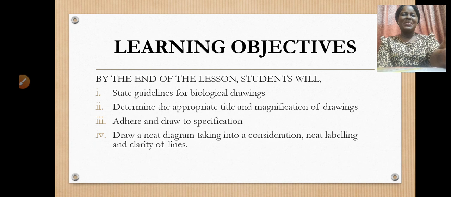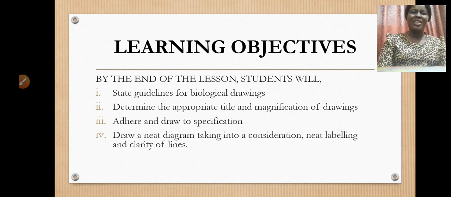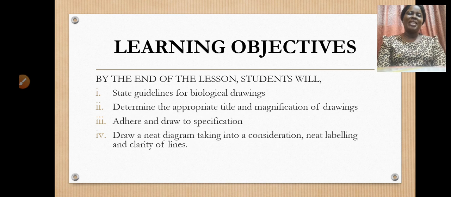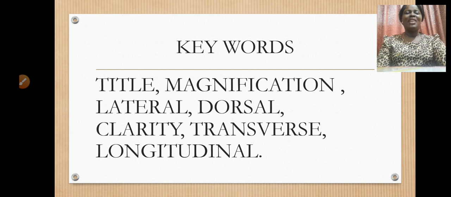Learning objectives. By the end of the lesson, students will state guidelines for biological drawings, determine the appropriate title and magnification of drawings, adhere and draw to specification, draw a neat diagram, taking into consideration neat labeling and clarity of lines. Now to our keywords: title, magnification, lateral, dorsal, clarity, transverse, longitudinal.